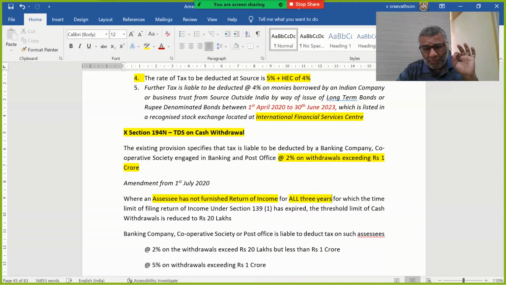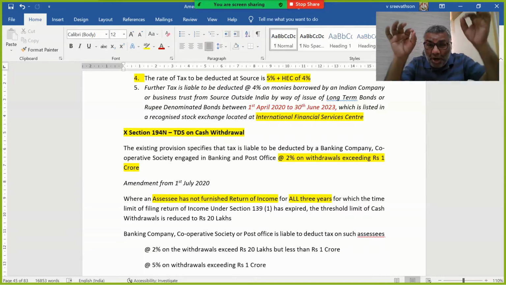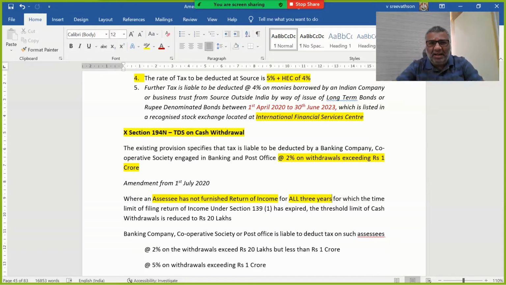Okay, for which the time limit of filing return under 139(1) has expired, the threshold limit of cash is reduced to 20 lakhs. Sir, if you are regularly filing your return, even if you have filed a return once in the last 3 years, your threshold limit is 1 crore, rate is 2%.